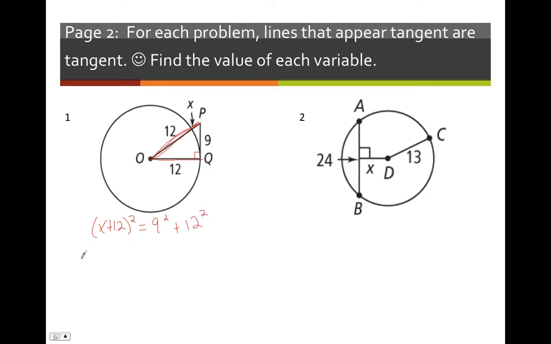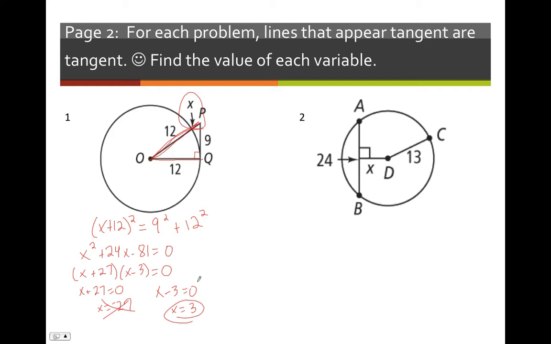Now when we work that out, and you can see it on the document where I worked everything out, you're going to end up with x squared plus 24x minus 81 equals 0. So factor that. Solve each portion. Now we're looking for a length. X is a length here, and so it can't be the negative 27. So 3, and 3 does work.